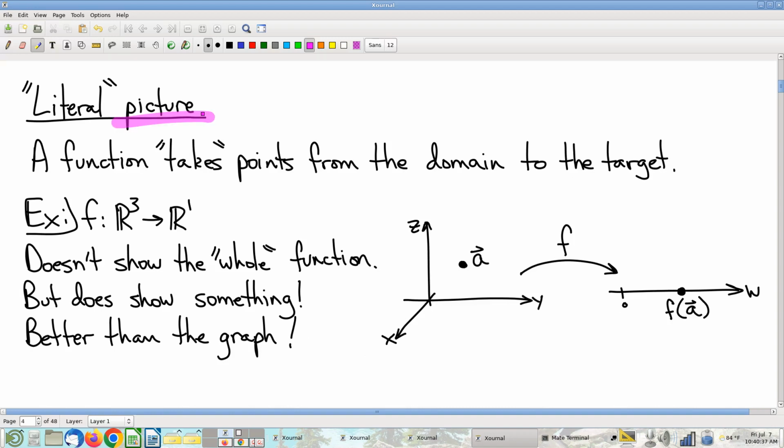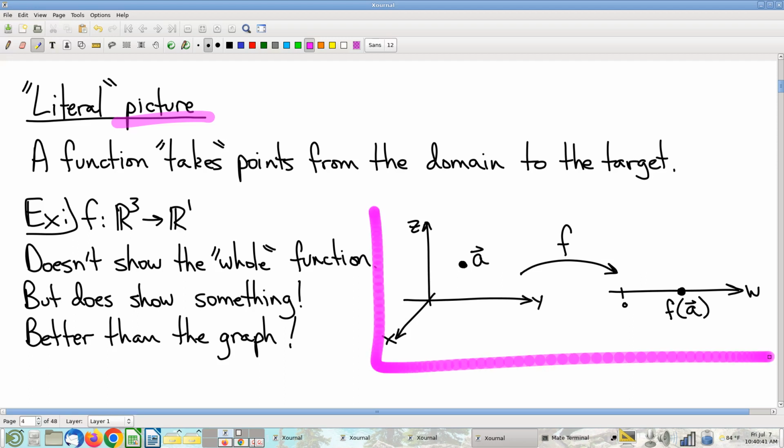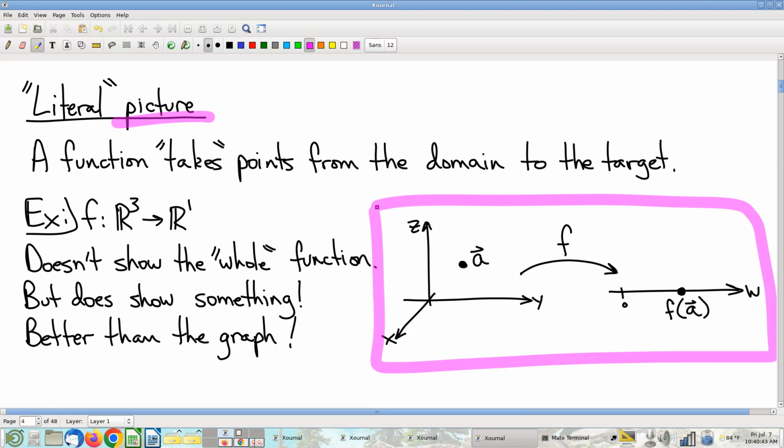Graphs are pictures. We like pictures, we like to be able to see things. But notice the picture that I'm drawing here does not look like a graph. That's weird. For one thing, I see two different spaces here, one on the left, one on the right. So it's a very different picture, a very different kind of construction, a very different way to understand a function geometrically.